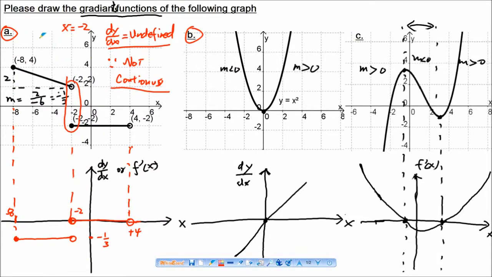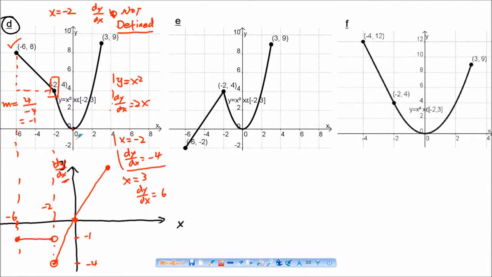Okay, so it's very similar to here. In question A, the original graph is not a continuous function, so at the point of joint, dy dx is undefined. We have to put an open circle there. Similarly here, the gradient function is not continuous. So again, at the point of joint, it is undefined.